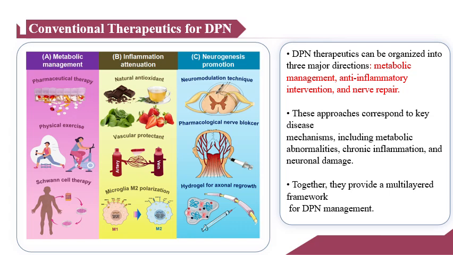Current DPN therapeutics can be organized into 3 major directions: metabolic management, anti-inflammatory intervention, and nerve repair. Metabolic management mainly targets early metabolic abnormalities. Anti-inflammatory approaches address chronic inflammation and microenvironmental dysfunction. Nerve repair strategies are more closely related to neuronal damage and functional recovery. Together, these strategies form a multi-layered and mechanism-oriented framework for DPN management.